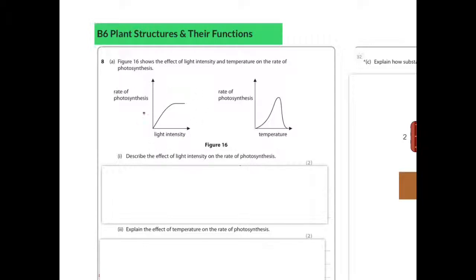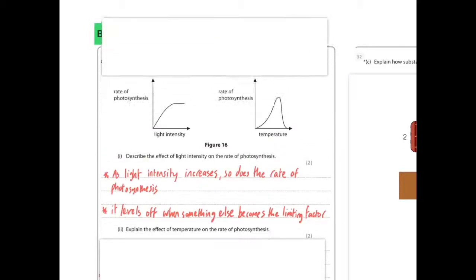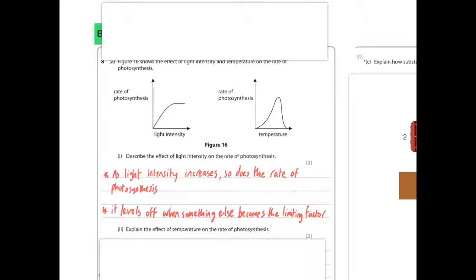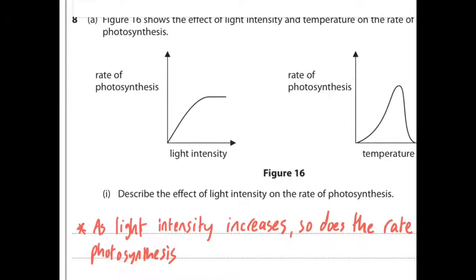These graphs come up a lot. So as light intensity increases, so does the rate of photosynthesis. It levels off when something else becomes a limiting factor. So just to understand that point, if we divide this graph into 2 parts, over here, light intensity is a limiting factor because it controls the rate of photosynthesis. If we were, for example, to stop light intensity at this point here, then it would level off here. If we were to stop it here, it would level off here. So over this period, it's the limiting factor.